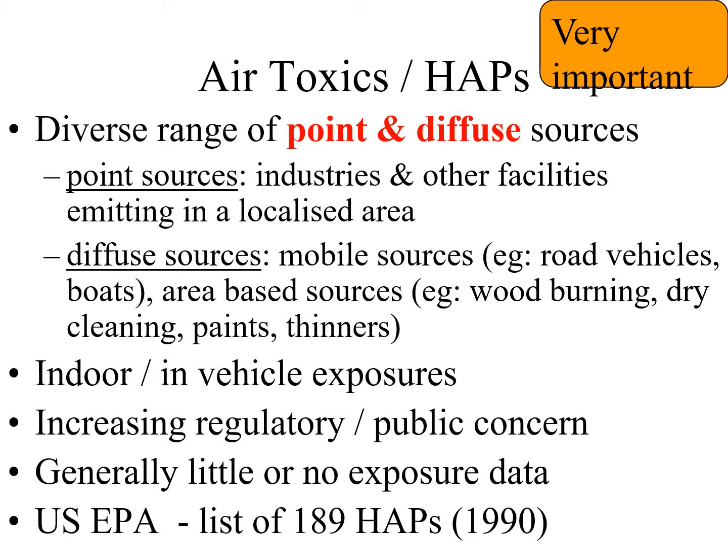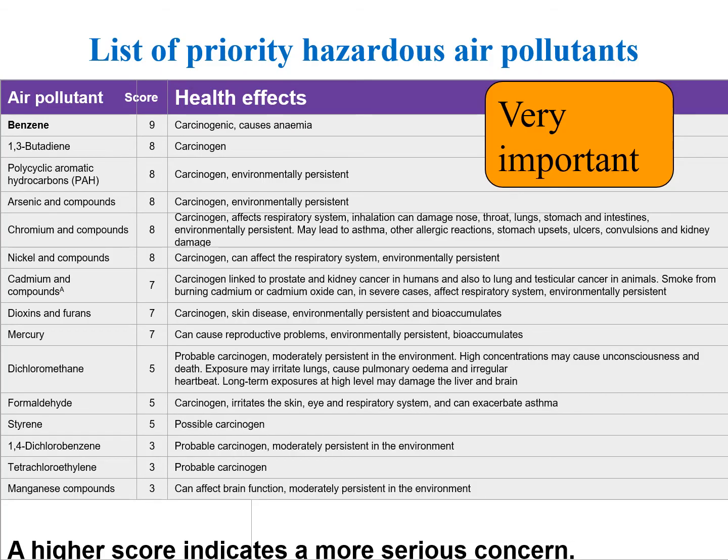US EPA list of 189 in 1990. List of priority hazardous air pollutants. Very important: benzene, 1,3-butadiene, polycyclic aromatic hydrocarbons, arsenic and compounds, chromium and compounds, nickel and compounds, cadmium and compounds, dioxins and furans, mercury, dichloroethane, formaldehyde, styrene, 1,4-dichlorobenzene, tetrachloroethylene, manganese compounds.